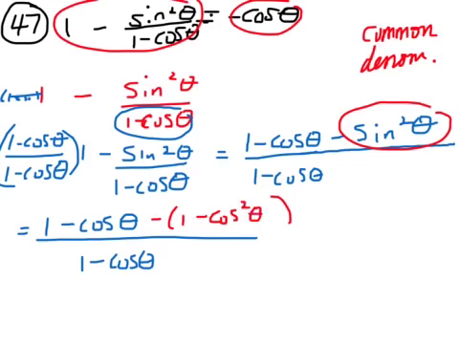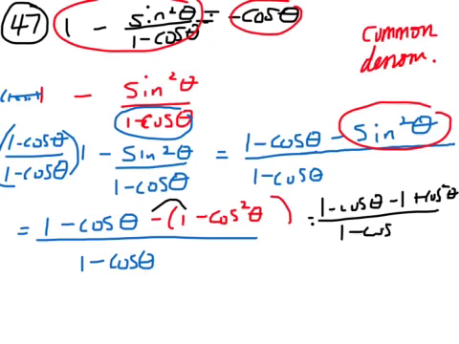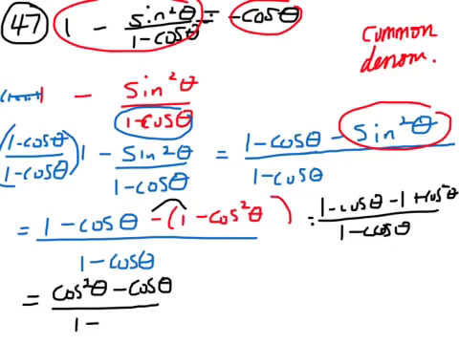All right, now I've got to distribute that negative sign. So that's 1 minus cosine theta, and then minus 1 plus cosine squared theta, over 1 minus cosine theta. Now the 1 minus 1 is going to go away, so I'm going to end up with minus cosine theta plus cosine squared theta. I'm going to go ahead and write the cosine squared theta first, just because I like having the positive term first. So I have this now.